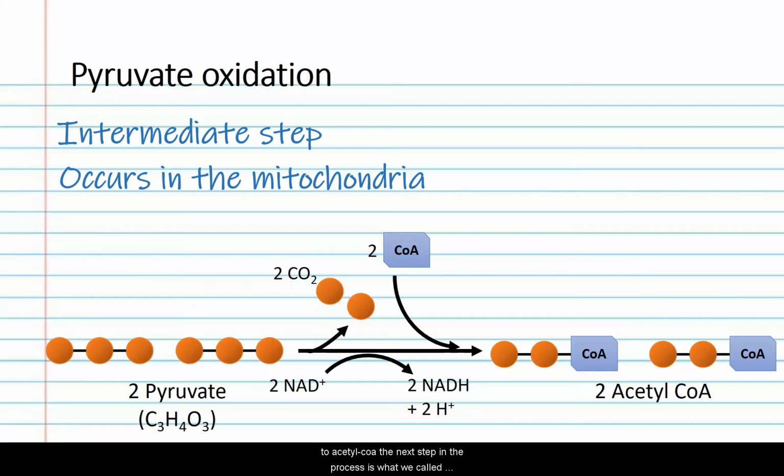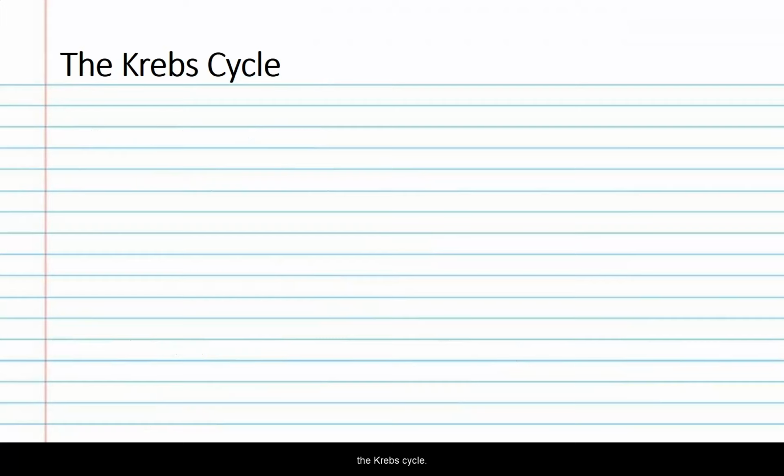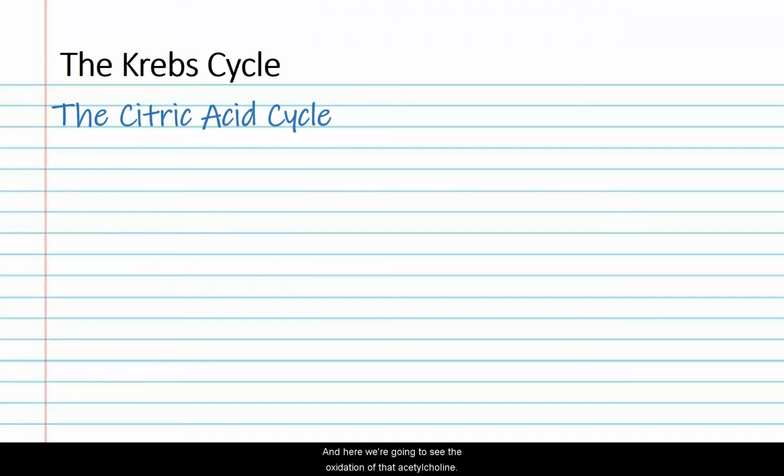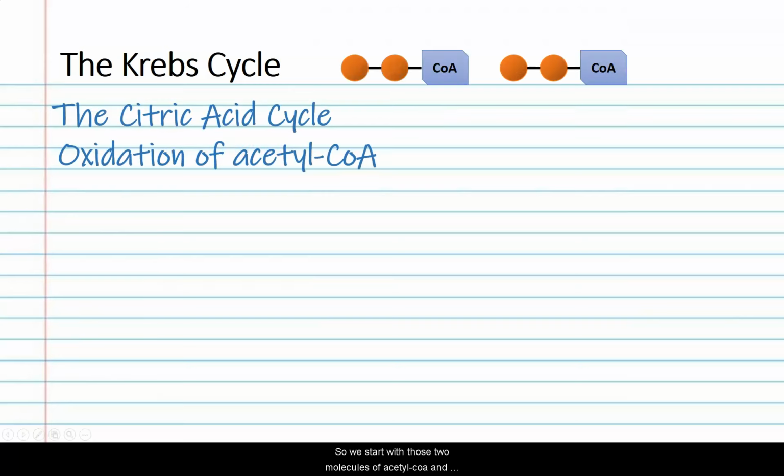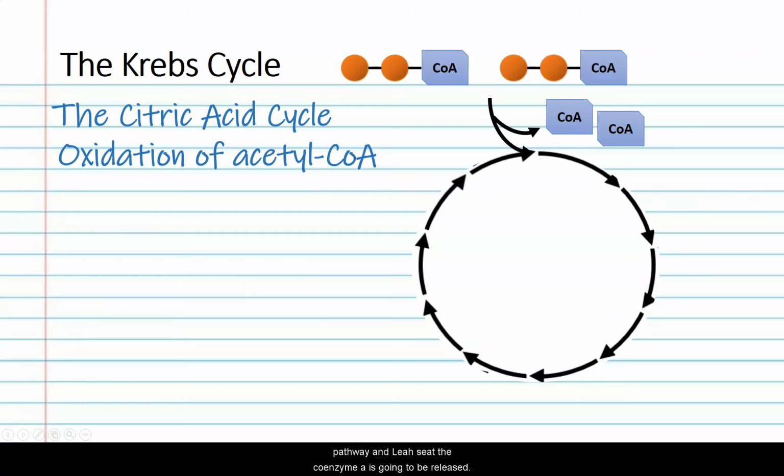The next step in the process is what we call the Krebs cycle. So we're going to follow that acetyl-CoA as it enters into this process. The Krebs cycle is also called the citric acid cycle. And here we're going to see the oxidation of that acetyl-CoA. So we start with those 2 molecules of acetyl-CoA, and immediately those carbons that were attached to coenzyme A are going to be fed into this chemical pathway, and the coenzyme A is going to be released.